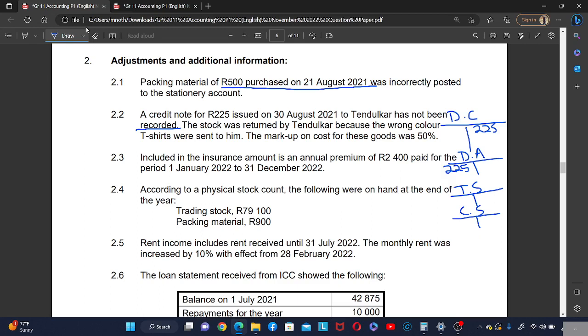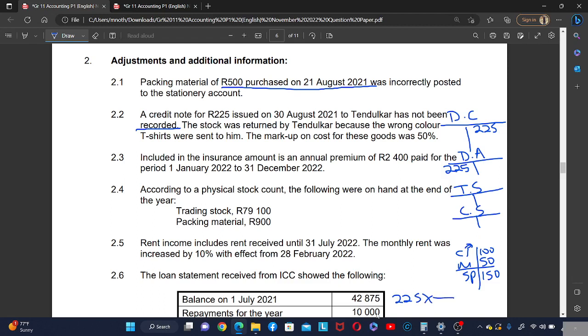A debtor returned the goods, so what is going to happen to the trading stock? The trading stock of the business is going to increase. But we are not given the money for the trading stock. How do we calculate it? We say cost price plus markup is equal to selling price. The cost price is always 100%, and the markup here is 50%. So cost price plus markup is 150.